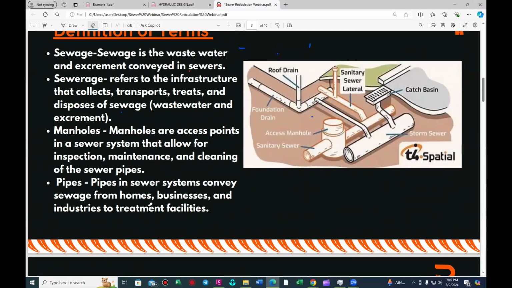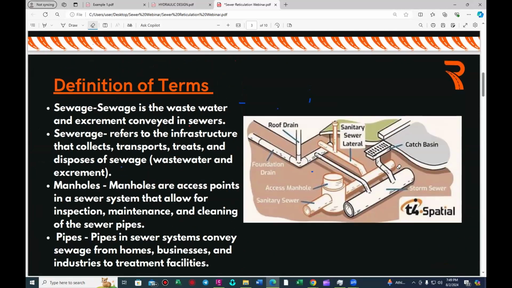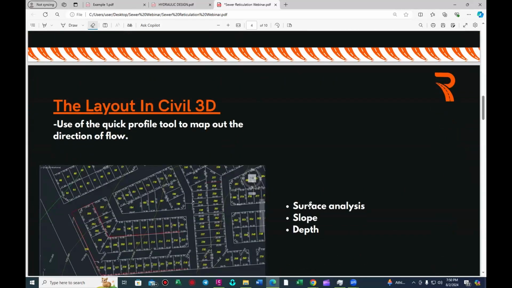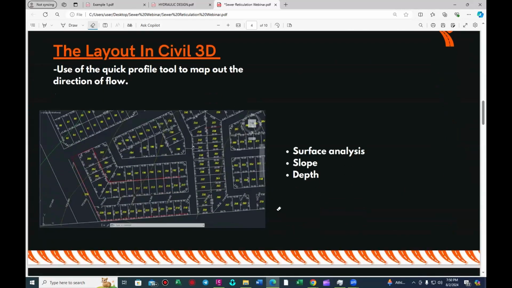Pipes in sewer systems then convey this sewage from your homes, from your businesses to industries, right? So they now convey this sewer that has been collected from the houses in the pipes. Great stuff. Okay, so now we're just gonna go to the layout in Civil 3D.